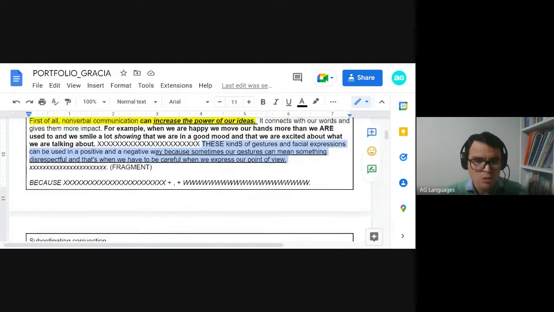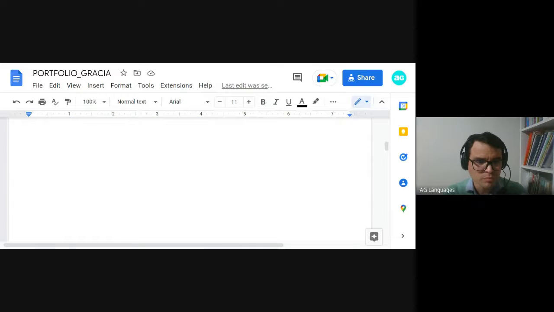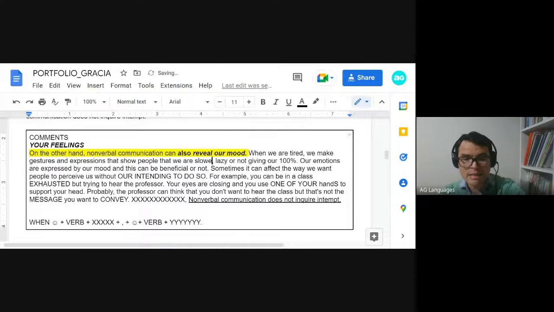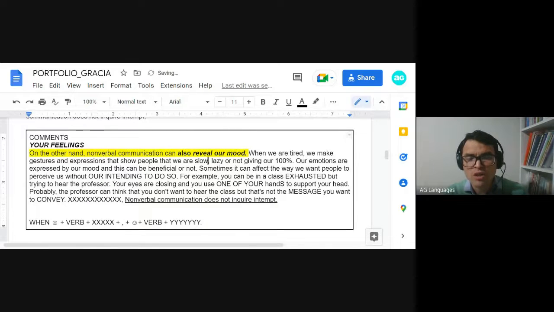All right, now let's move on to the next one. And here we have this one. On the other hand, nonverbal communication can also reveal our mood. Okay, when we are tired, we make gestures and expressions that show people that we are slow, lazy, or not giving our 100%. Our emotions are expressed by our mood, and this can be beneficial or not. Sometimes it can affect the way we want people to perceive us without our intending to do so.